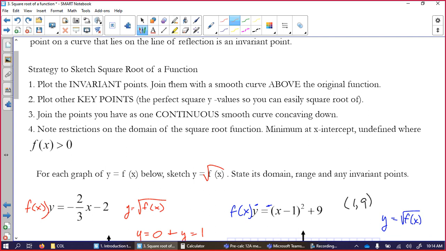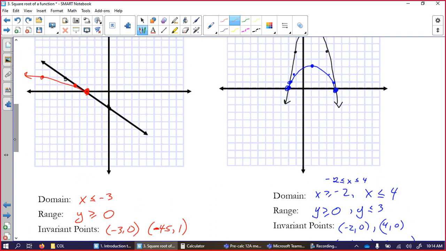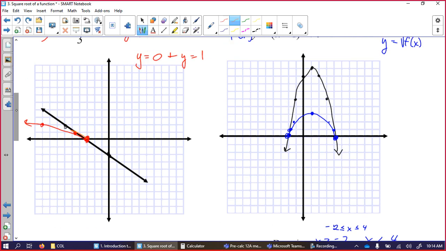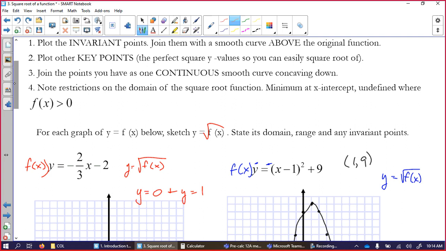Strategies to sketch the square roots. Plot the invariant points, the points that don't move. Join them with a smooth curve above the function. Yeah, my graph is poorly drawn, but it just depends on the pitch of the line. Plot other key points, perfect square y values you can get a square root of. Then you make a continuous curve.